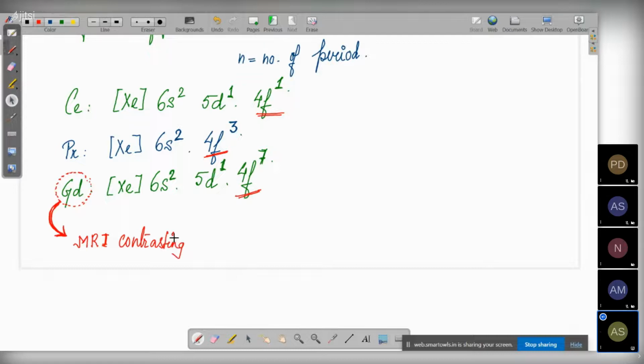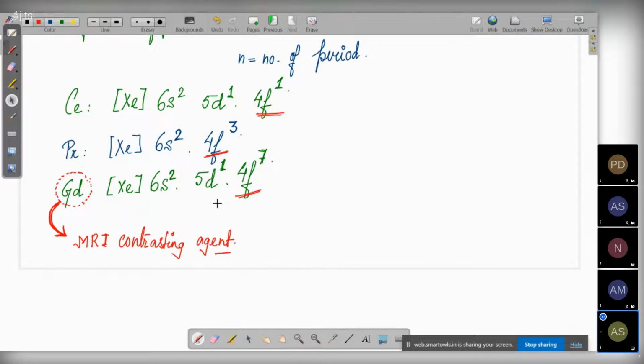That is the application of gadolinium in the medical field. Since gadolinium has 7 unpaired electrons, that is why it can produce such a strong image. Anyway, gadolinium is used in MRI. So that means in every hospital, huge amounts of gadolinium are being used.